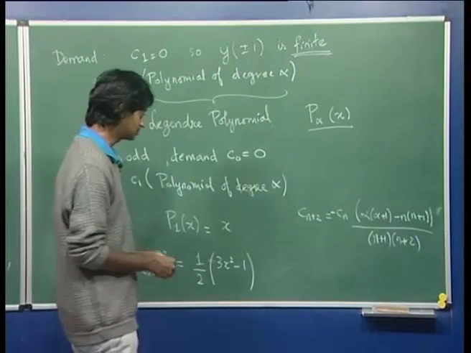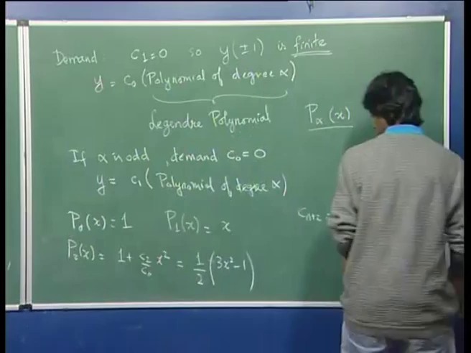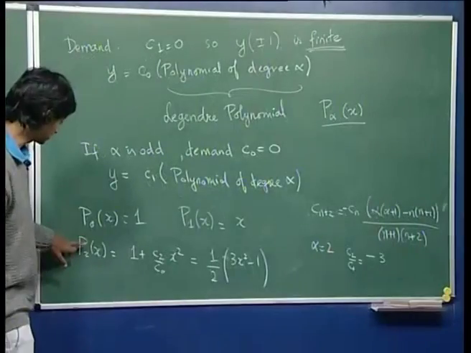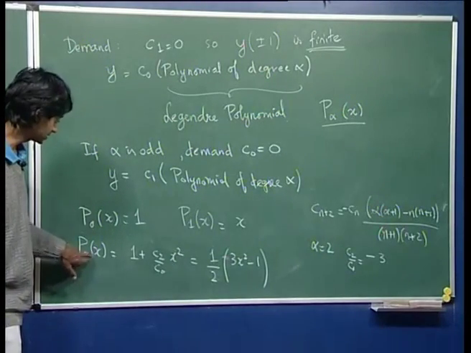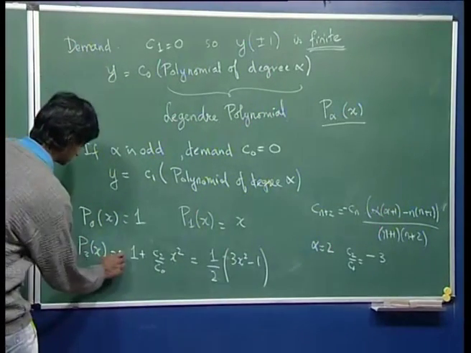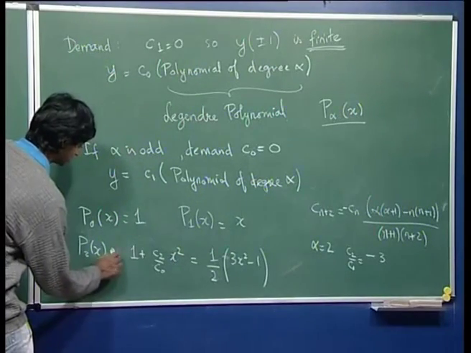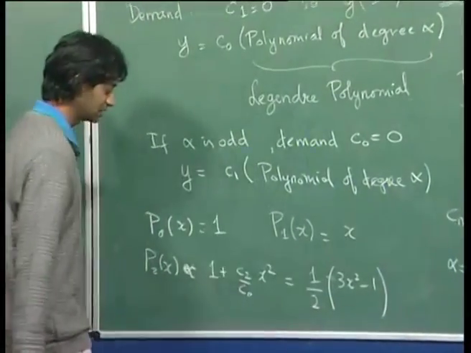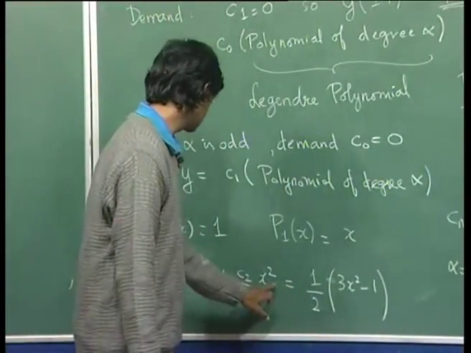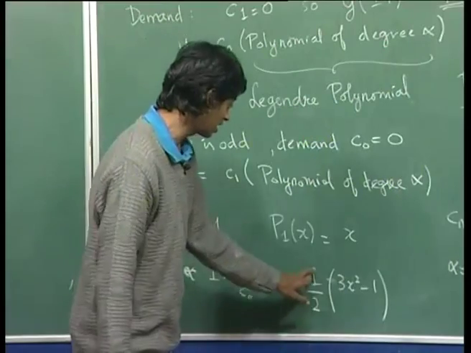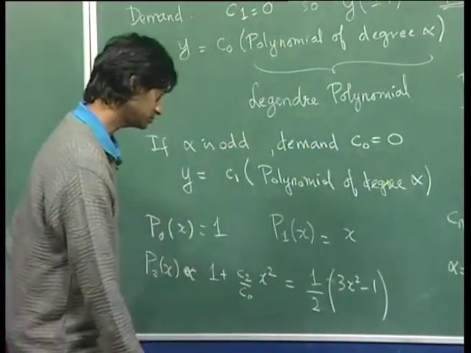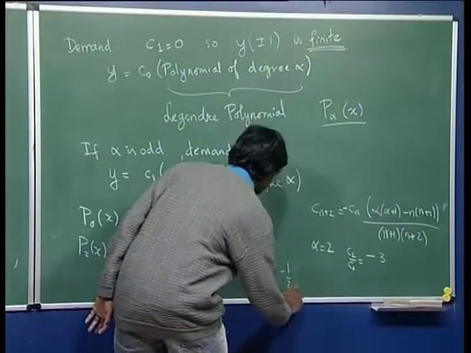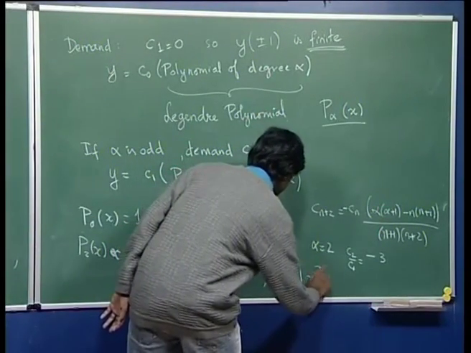So starting with this recursion relation, you can calculate all the polynomials. What we said is that P2 of x is actually proportional to this. There is an arbitrary constant of proportionality that you can add. So it is proportional to 1 plus C2 by C0 x square. And then P2 is actually equal to half 3x square minus 1. Or I can write this as minus half 1 minus 3x square.